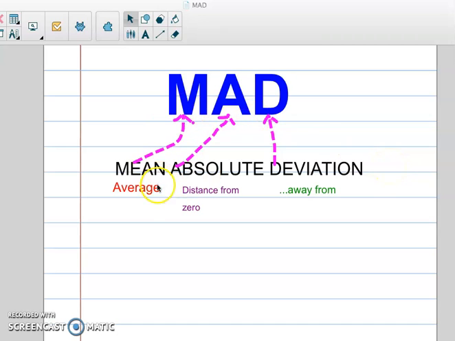Mean represents the average, absolute represents the distance from zero, or in this case, distance from the average. Deviation is something that is not going in the same direction, like moving away a little bit from the mean or the average. So something that deviates.